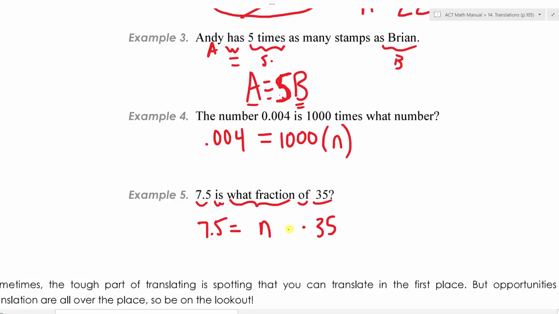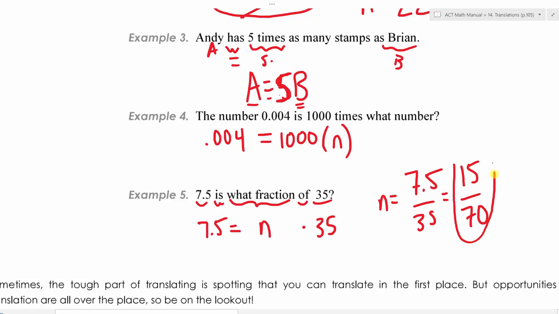And remember that when we solve this, I'm actually going to go ahead and solve this. We would divide both sides by 35. So we would get n equals 7.5 over 35, which actually would clean up to 15 over 70. And then that would actually reduce. I'm not going to reduce it right now. So notice that when we solve this, we do get a fraction for n. So there's no need to worry about accounting for this word fraction when we're actually translating. What we get out of the equation will be the fraction, and we can just call that fraction n.